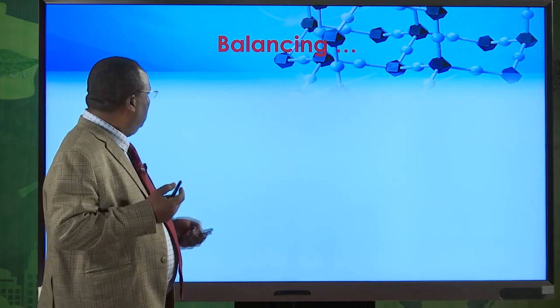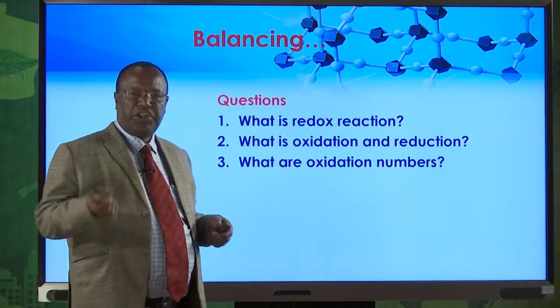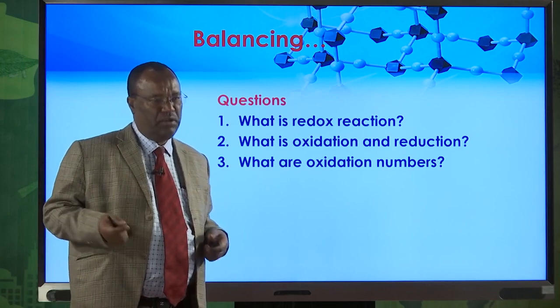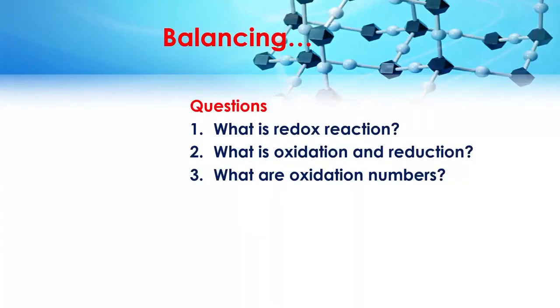As you know, redox reactions are reactions that involve oxidation and reduction reactions simultaneously. Oxidation is a process in which electrons are lost, and reduction is a process in which electrons are gained. The process of gaining electrons is reduction. The process of losing electrons is oxidation in a chemical reaction.